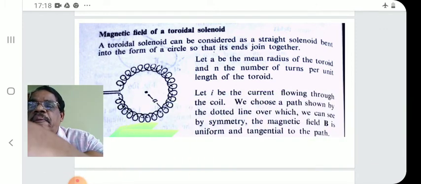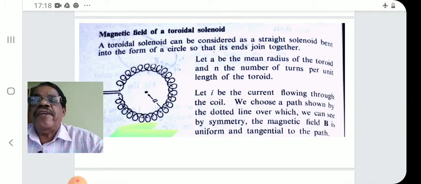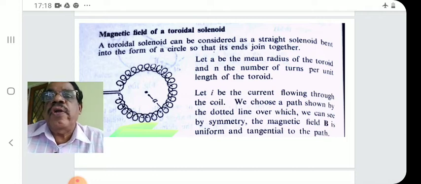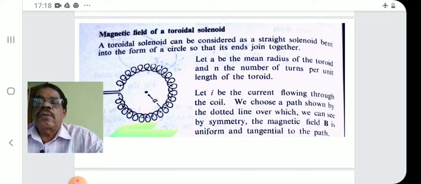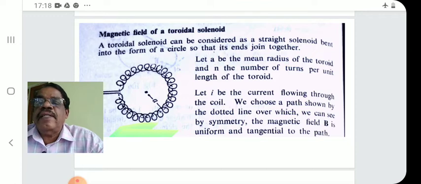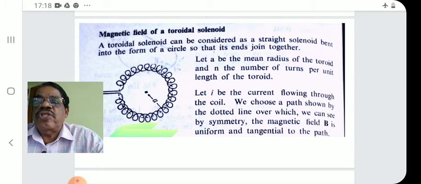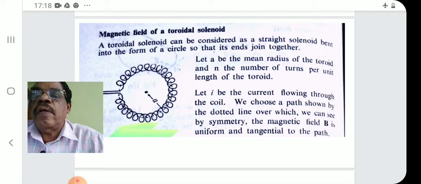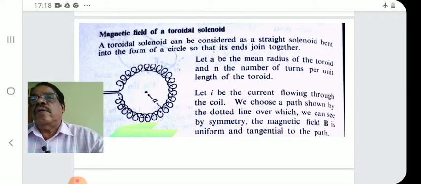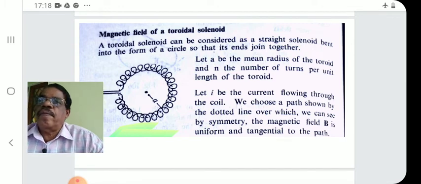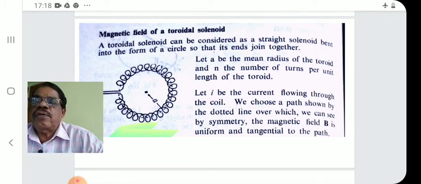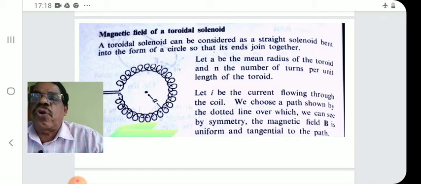Next is another application, application number 2, magnetic field of a toroidal solenoid. Solenoid, you know, is a long circular coil, and when it is wound as a circle like this, it is called a toroid. Magnetic field due to a toroid. A toroid is shown in the figure. A current I is passed through the toroidal turns. A circular solenoid is called a toroid. Toroid means a coil of wire. It may be straight or circular. Where it is circular, it is called a toroid.